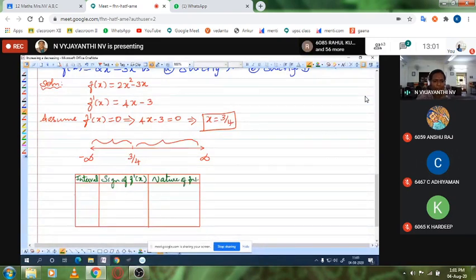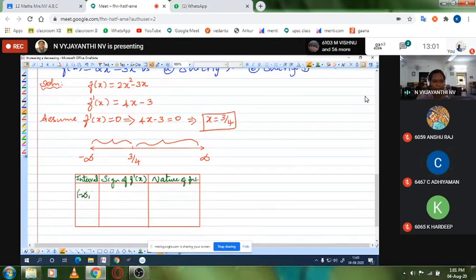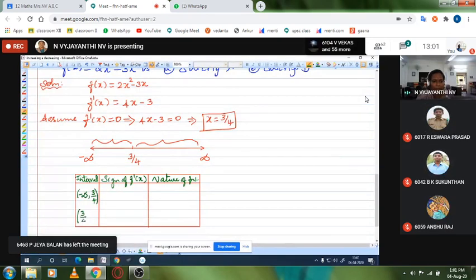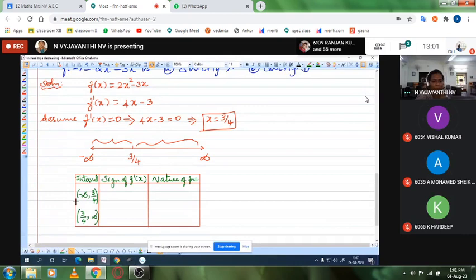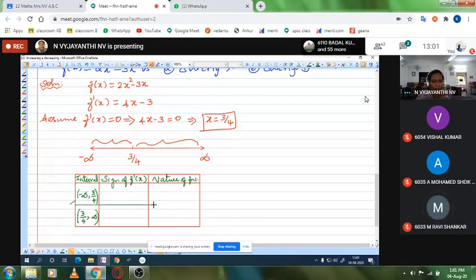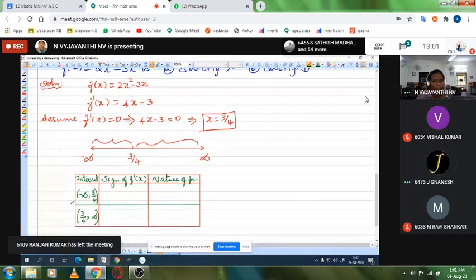How many intervals do we have here? Two intervals: minus infinity comma 3 by 4, and one more, 3 by 4 comma plus infinity. Next, what do we have to do? Substitute. Take one value between them, any one point.